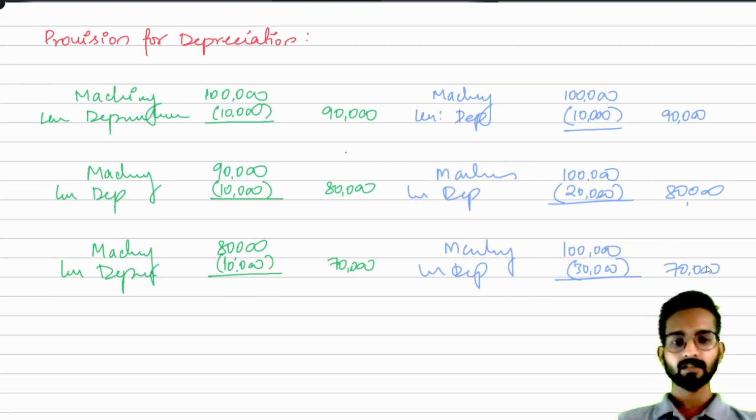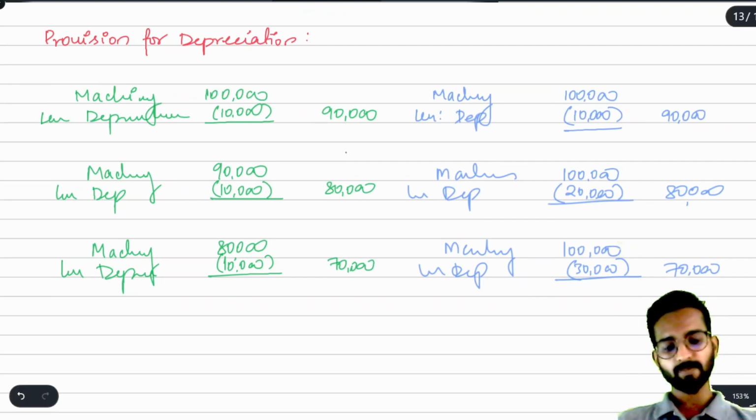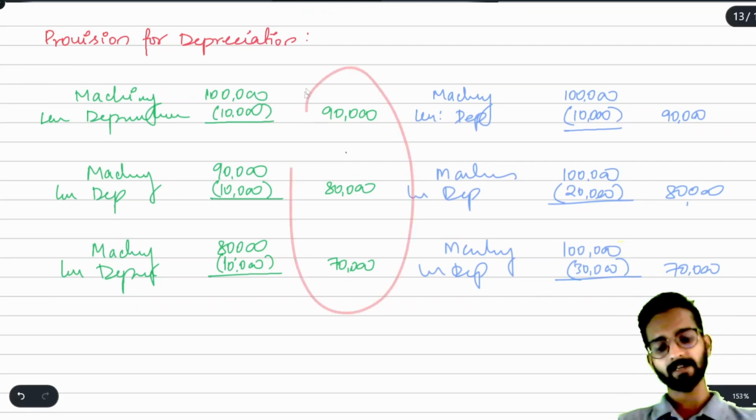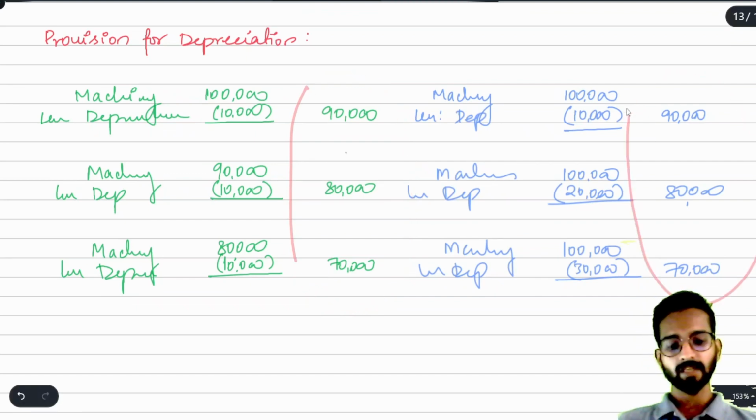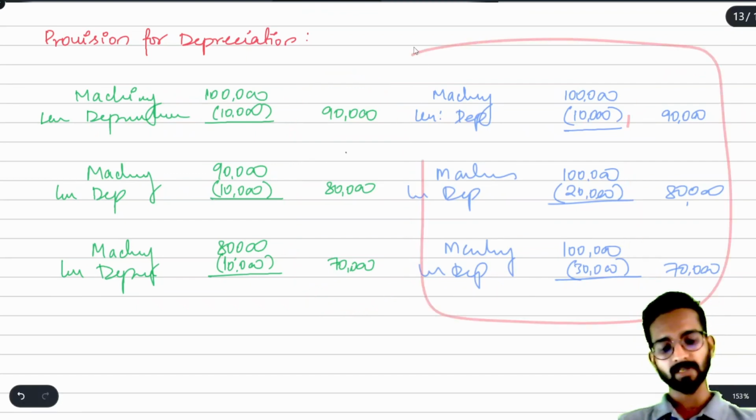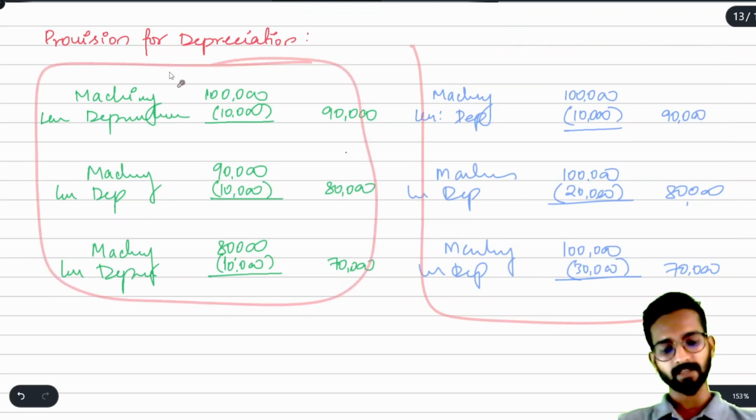But sir, there is one problem. Tell me. As soon as I am writing this, now a student tells me, sir, in the previous method also the amounts were 90, 80, 70. In this method also the amounts are 90, 80, 70. Then what is the difference between both the methods? Now please look very carefully.